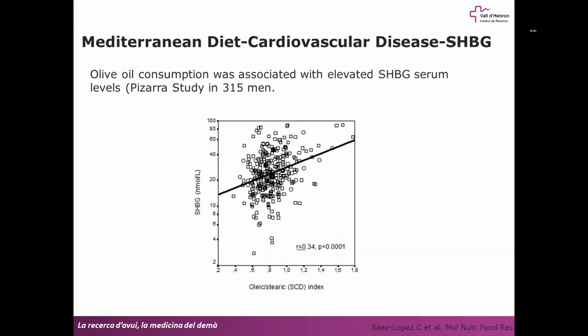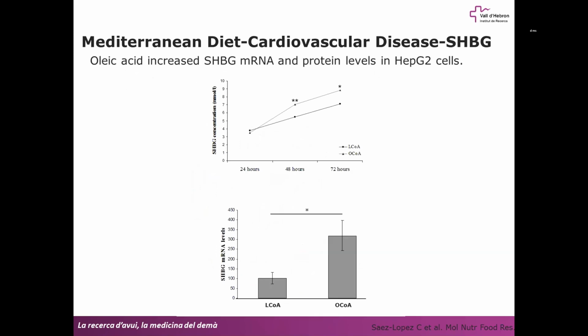So several years ago, another researcher that we collaborate with made a study in a small village in the south of Spain, and they gave the whole village olive oil to cook and to eat for 6 months. And then they checked the SHBG levels before and after the 6 months, and we saw a clear correlation. As the olive oil consumption increases, you have higher levels of SHBG.